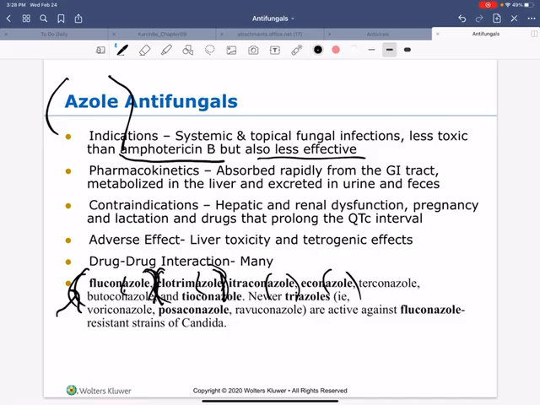It's metabolized in the liver and comes out in the urine and feces. But again, these aren't benign drugs, so if they're going to be on these for a longer time, you want to check and make sure that they don't have any liver or renal issues. Also consider pregnancy and lactation, and drugs that prolong the QT interval. That's cardiac issues. All right, and as you can see, there are many drug-drug interactions. So we're going to look this up if a patient's on some medications.